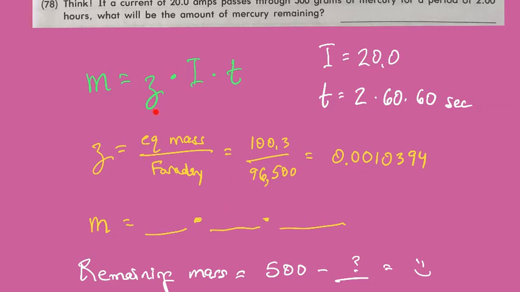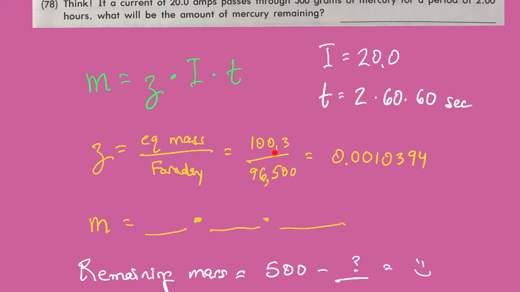And then the Z value is real easy to find. We look it up on the chart. So the equivalent mass for mercury is 100.3, and that was on a table in the PACE. The Faraday is a constant, yay! So that's just a number that we use. We don't have to calculate this. We don't have to look it up. Faraday is always the same number.